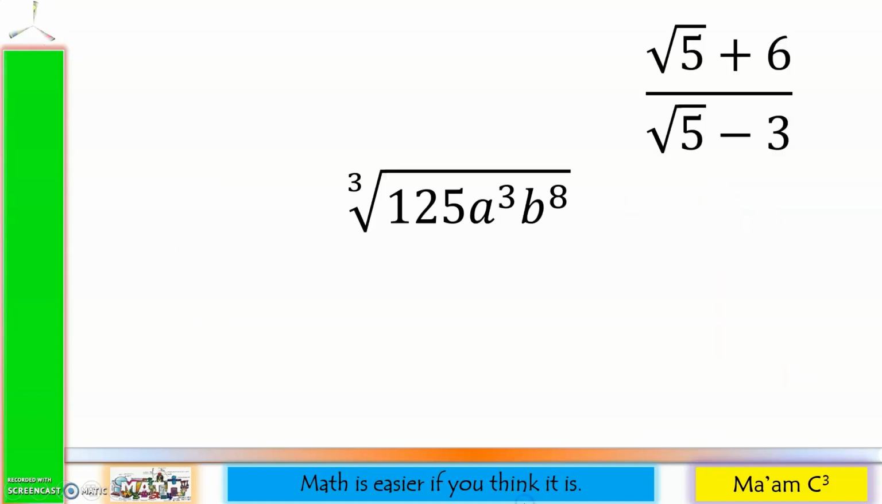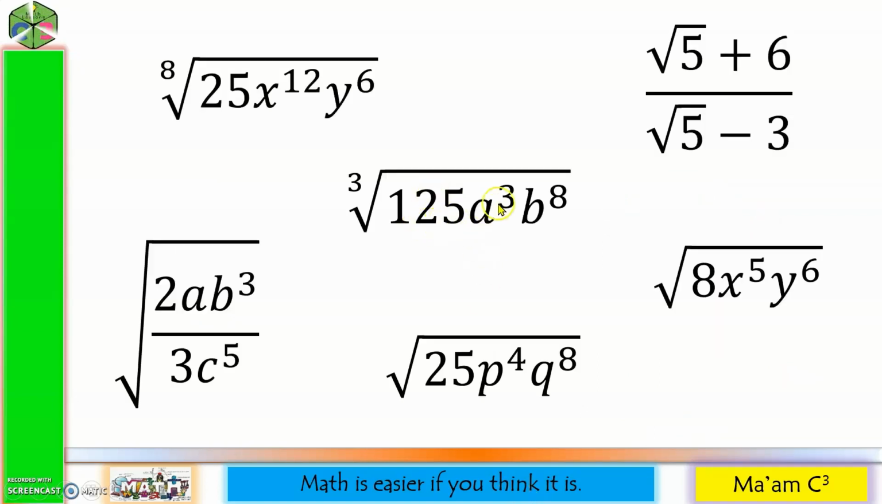What if we have this? Radicands are a combination of constant and variables, and variables are raised to different values of exponents. In this one, both numerator and denominator have radicals. How do we simplify radicals like this?